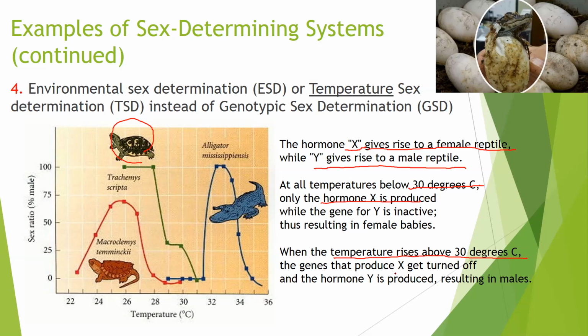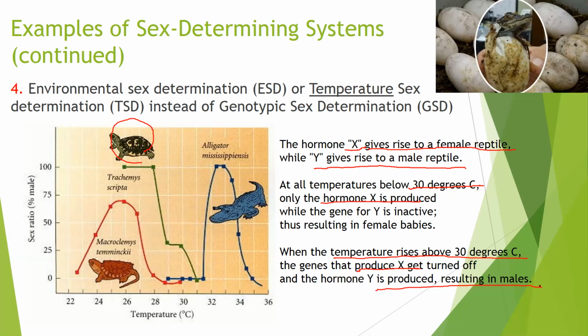So this example is for the alligators. If the temperature rises above 30 degrees Celsius, then the gene that produces X hormone will be turned off, and only Y chromosome is going to be produced, resulting in maleness. So this is another mechanism in some animals to determine sex phenotype.